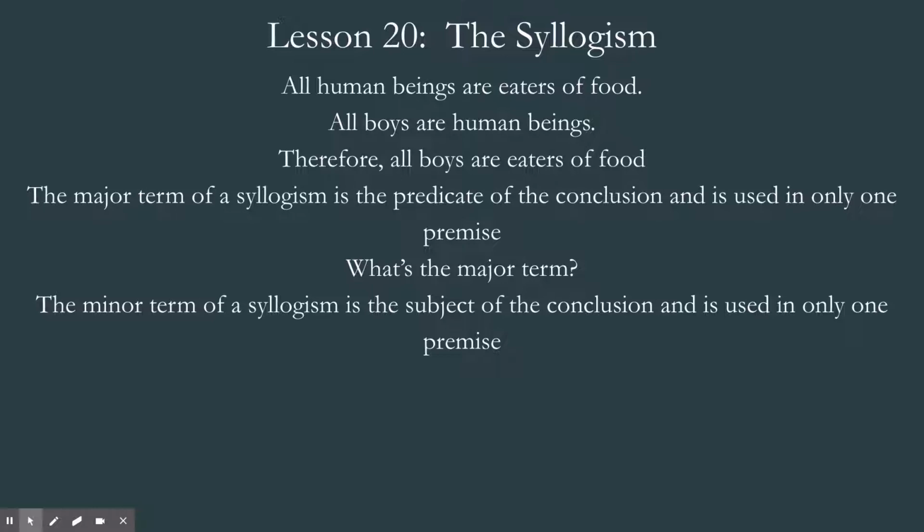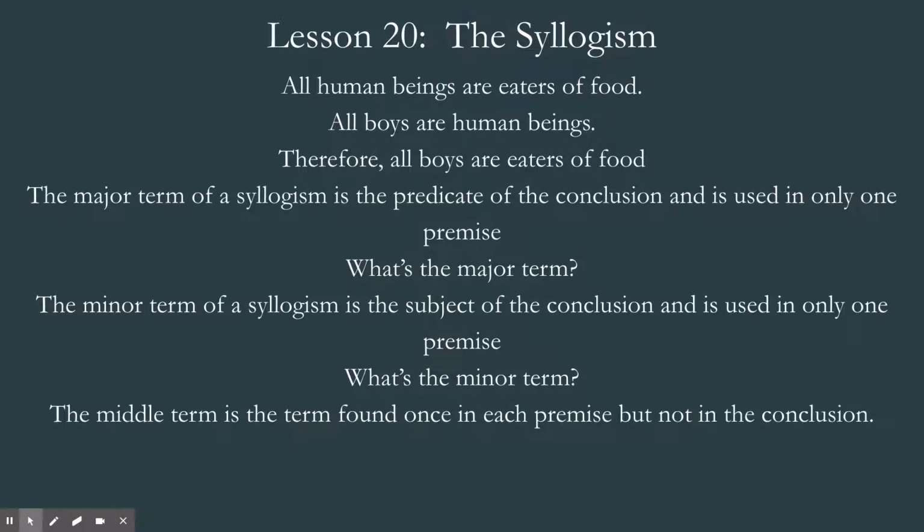The minor term of a syllogism is the subject of the conclusion. So, what is the subject of my conclusion? Remember, the subject is what we're talking about. What is the conclusion talking about? Boys. Okay, so the subject of my conclusion is boys, and therefore, that's my minor term. So I've found my conclusion, I have found my major term, and now I know how to find my minor term. The major term is eaters of food. The minor term is boys. Now that only leaves one term. The third term is called the middle term, and it is, in this case, human beings.